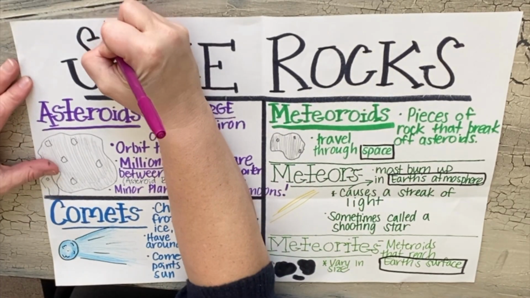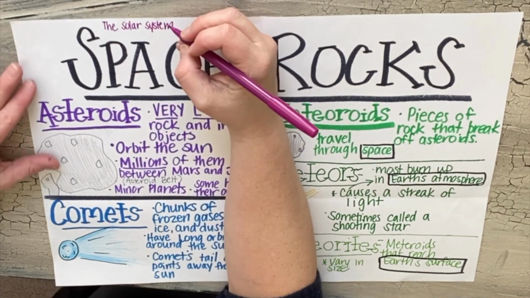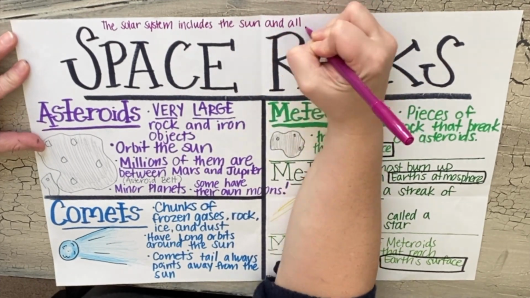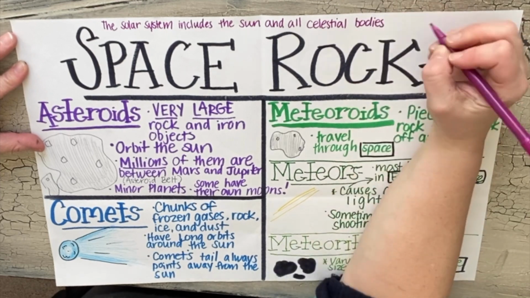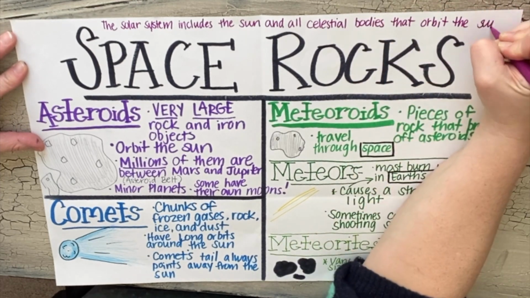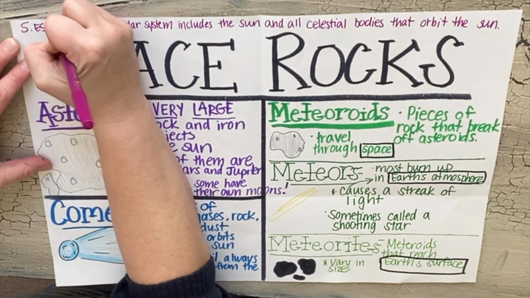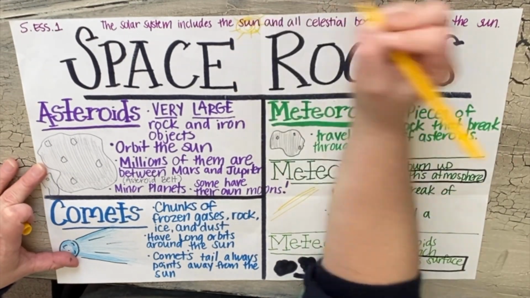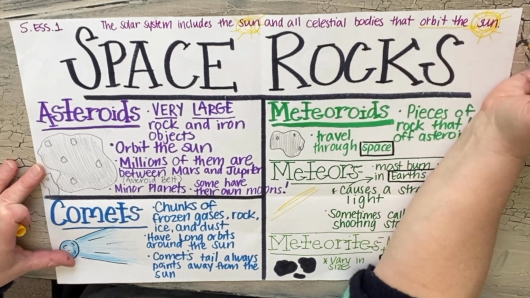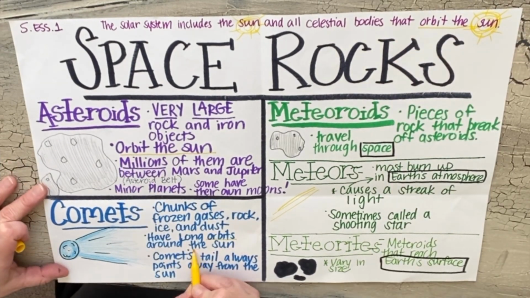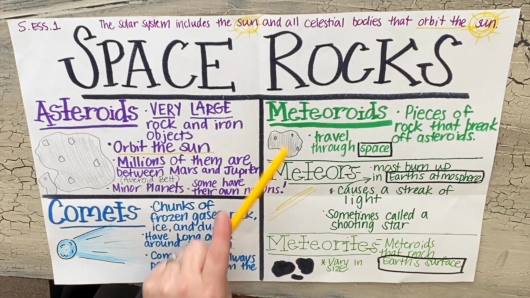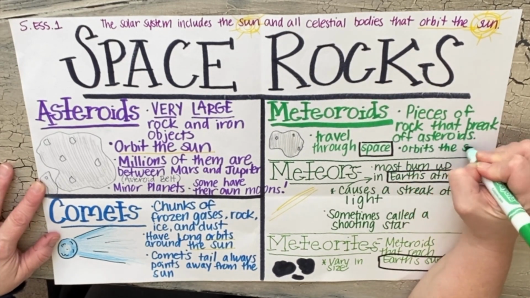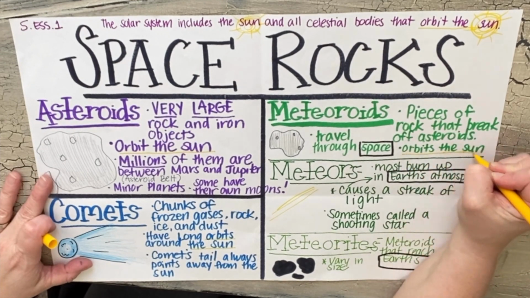We've been working on the 5th grade Earth and Space Sciences first standard. The solar system includes the sun and all celestial bodies that orbit the sun. So those celestial bodies are things like asteroids, comets, meteoroids, meteors, and meteorites. I want you to keep looking for ways that these space rocks are alike and ways that they are different. One thing I noticed is that they all orbit the sun.